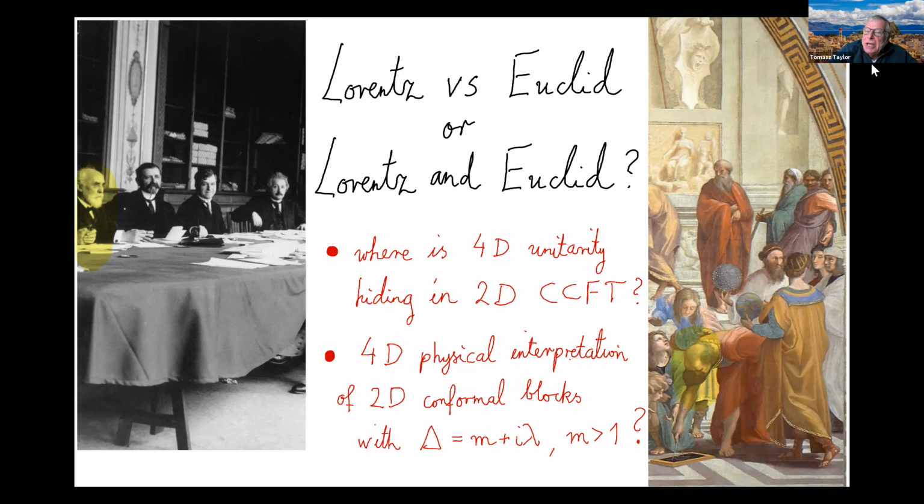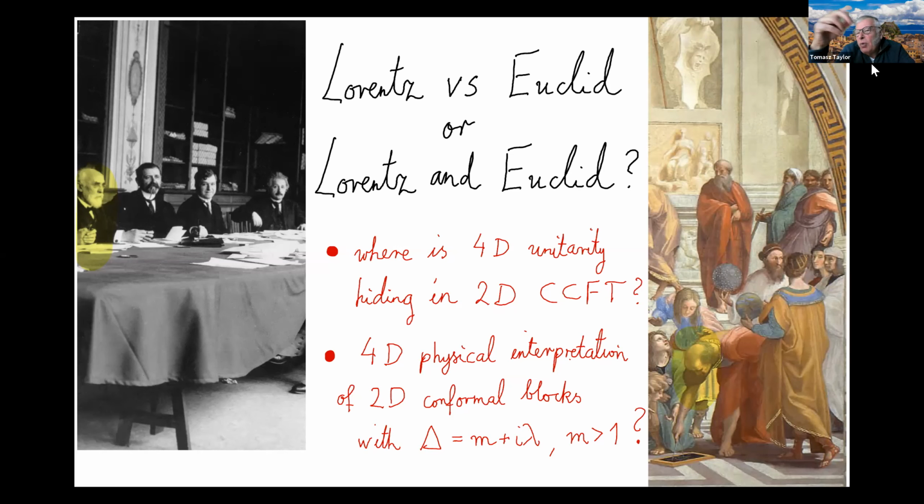CCFT, and whether this two-dimensional, whereas four-dimensional unitarity is anyway related to two-dimensional unitarity, which you usually make a connection to Lorentzian two-dimensional theory. Still, the central point, I think, is four-dimensional unitarity. Okay, and so the question is, how is it hiding?